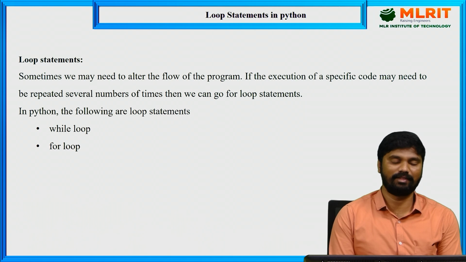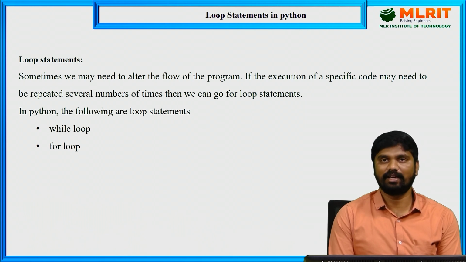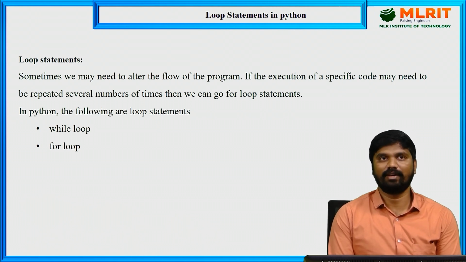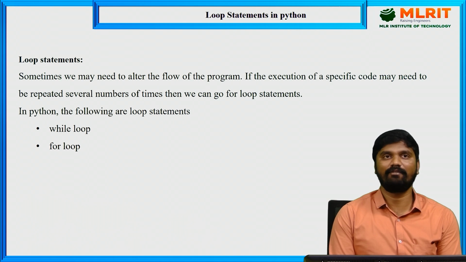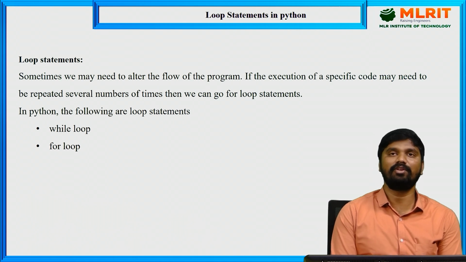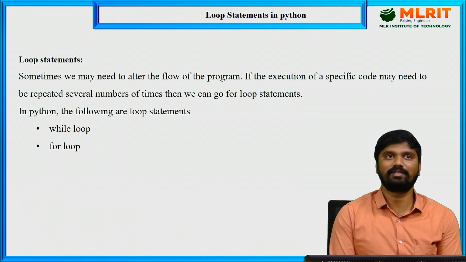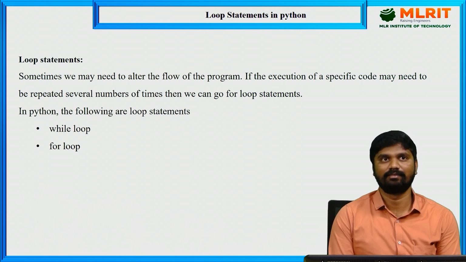Once again I will tell you this example. You have the Candy Crush gaming application. Suppose you are playing level 1, and if level 1 becomes successful, then only you will enter into level 2. If level 1 is not successful, until level 1 is successful, you are going to play level 1 only, multiple times. So at that time we can use this statement.